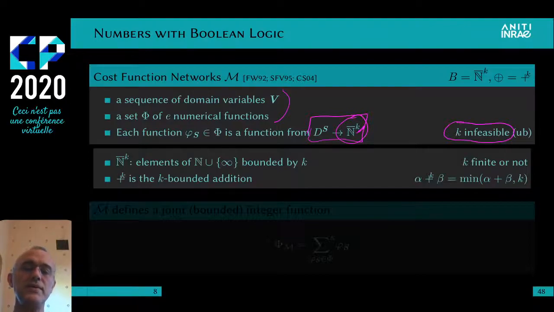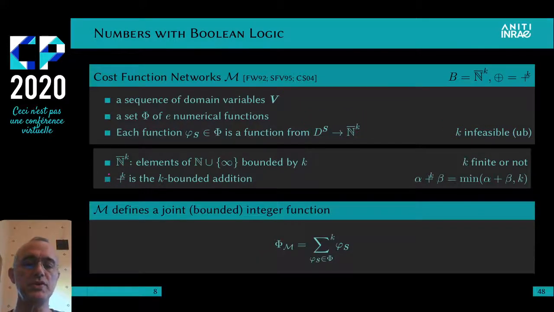So that if at some point the cost of an assignment reaches k, it means that this assignment is infeasible. So it's an upper bound. And to combine the functions, we use this operator, which is bounded addition, simply to have an internal operation. So the join function is simply the sum, the bounded sum of all functions, as this small k indicates here.